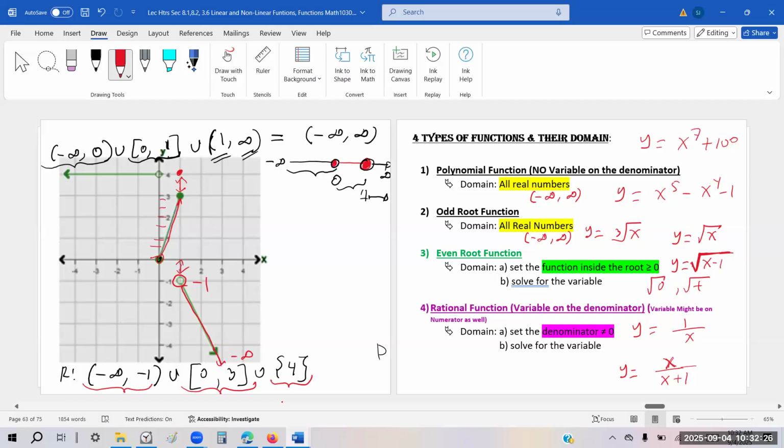So two types of function have two different types of problem, and we solve them differently. For even root, we take the inside function that is bigger than or equal to 0, solve for x. For rational, we look at the denominator. And we say denominator cannot be 0, solve for x, and we're not going to use those numbers. Okay, clear? Now let's do some examples.